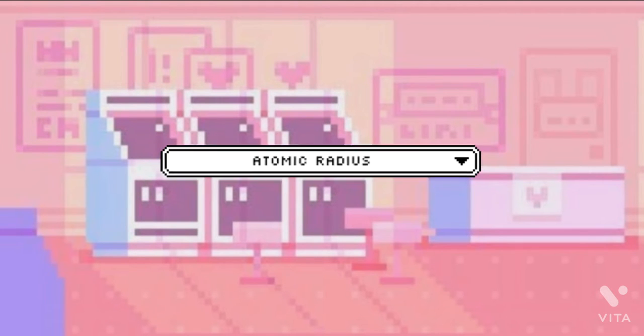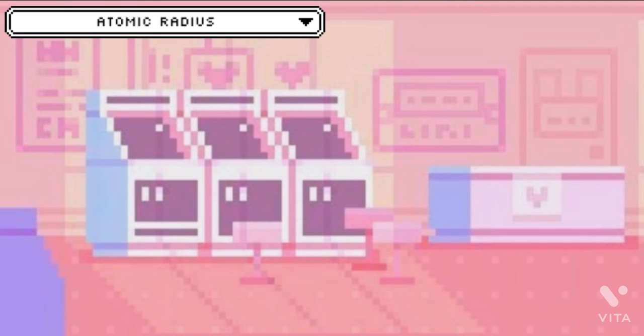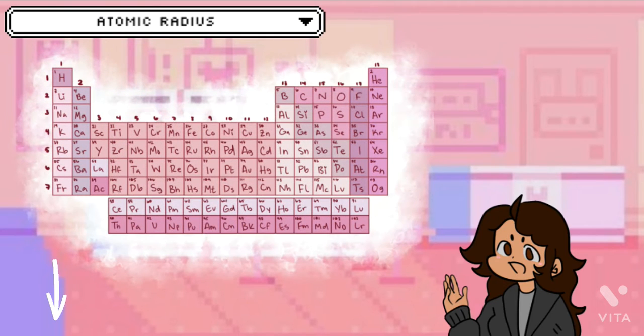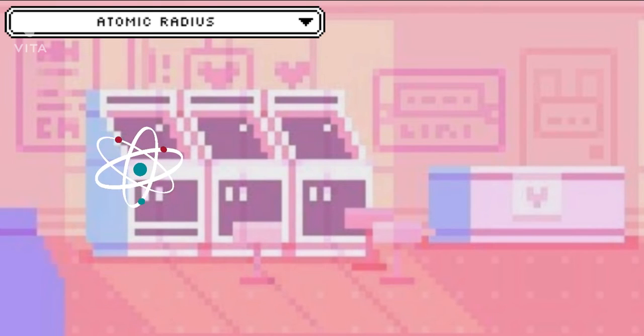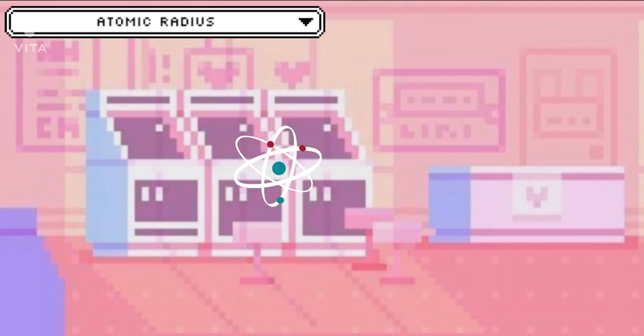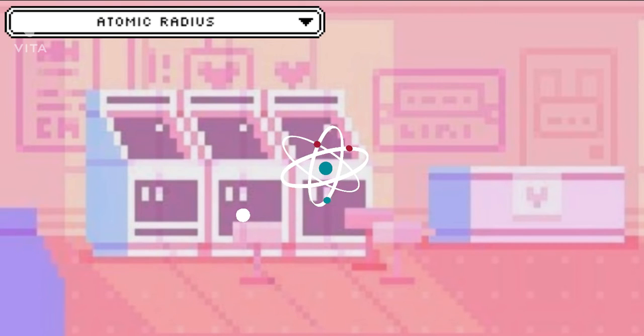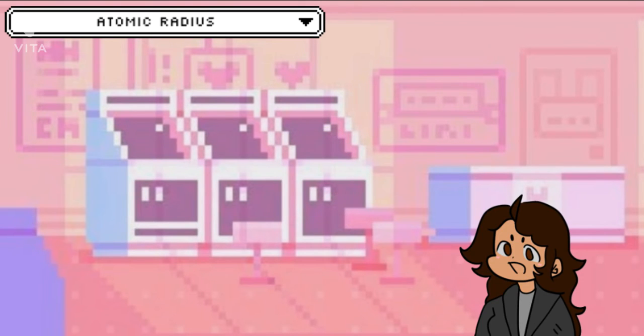Atomic radius. Atomic radius is basically the size of an atom, and as we go down the periodic table, the atomic radius gets bigger, and as we go to the right, the atomic radius gets smaller. And that's because we are moving within a shell and adding one more electron than the last. Because of this, atomic radius increases going from the top right to the bottom left.